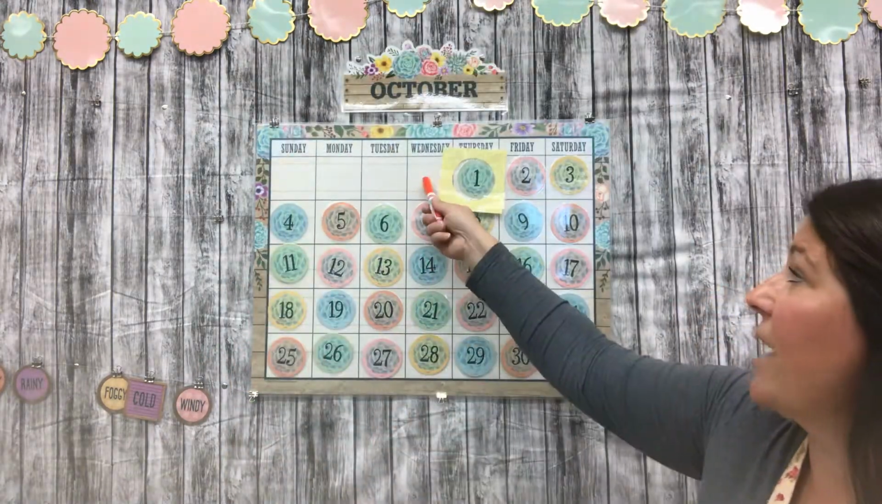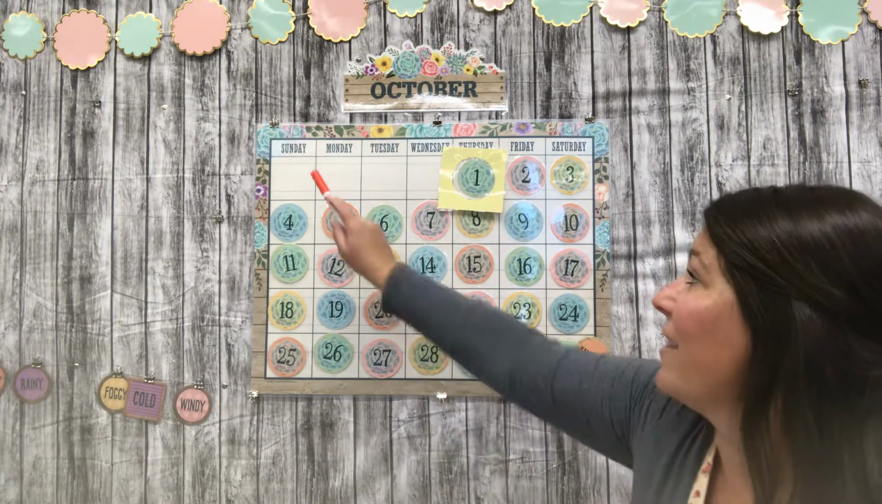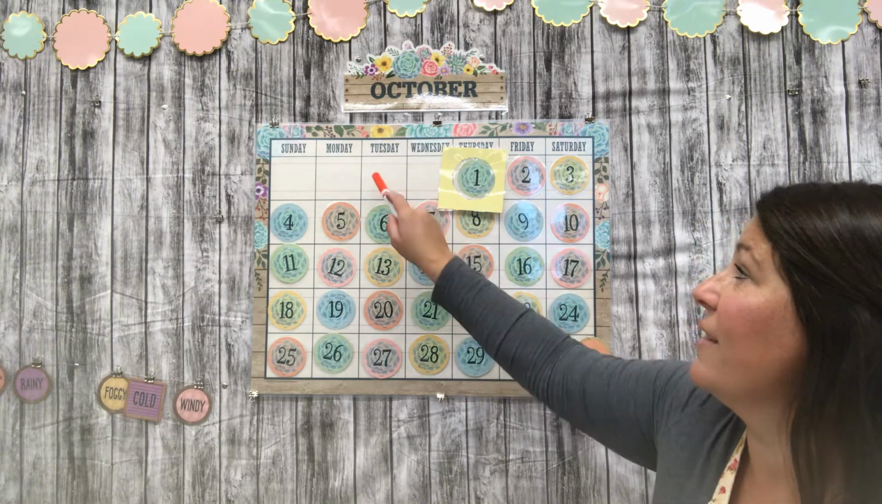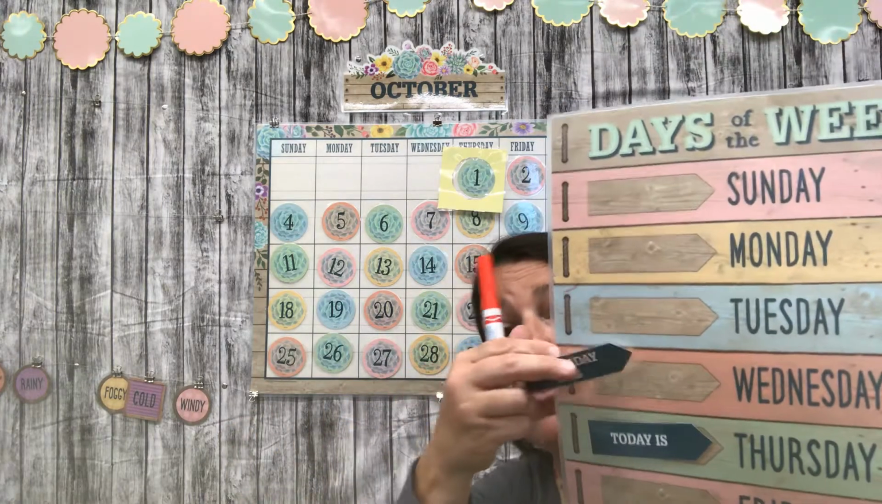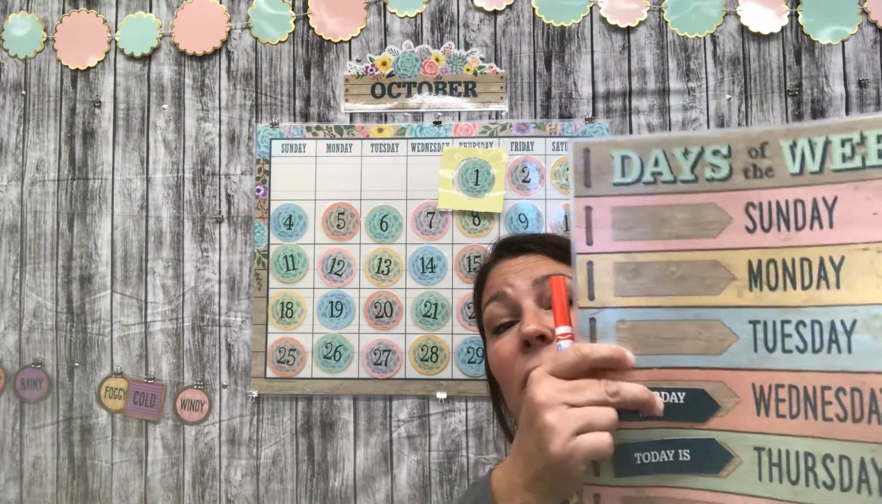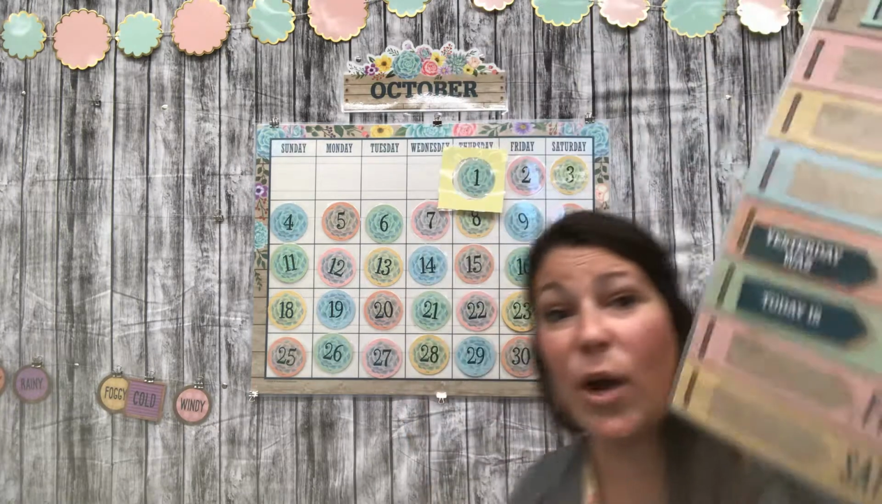Let's figure out what yesterday was, the day before this yellow square. Okay, ready? There's Sunday and there's Monday, there's Tuesday and there's Wednesday. Did you say Wednesday? Yesterday was Wednesday. Let's figure out what tomorrow will be. What will tomorrow be, the day after the yellow square?